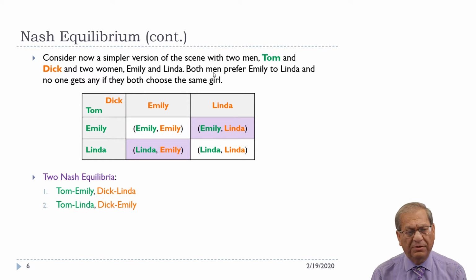In order to distinguish between Stackelberg and Nash equilibrium, we will now consider a simpler version of the scene with two men, Tom and Dick, and two women, Emily and Linda. Both men prefer Emily to Linda, and no one gets anything if they choose the same girl.